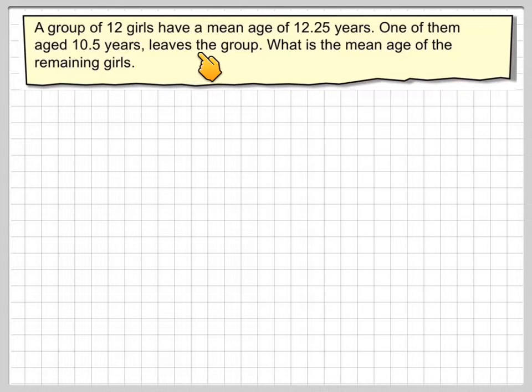A group of 12 girls has a mean age of 12.25 years. One of them, aged 10.5 years, leaves the group. What is the mean age of the remaining girls?